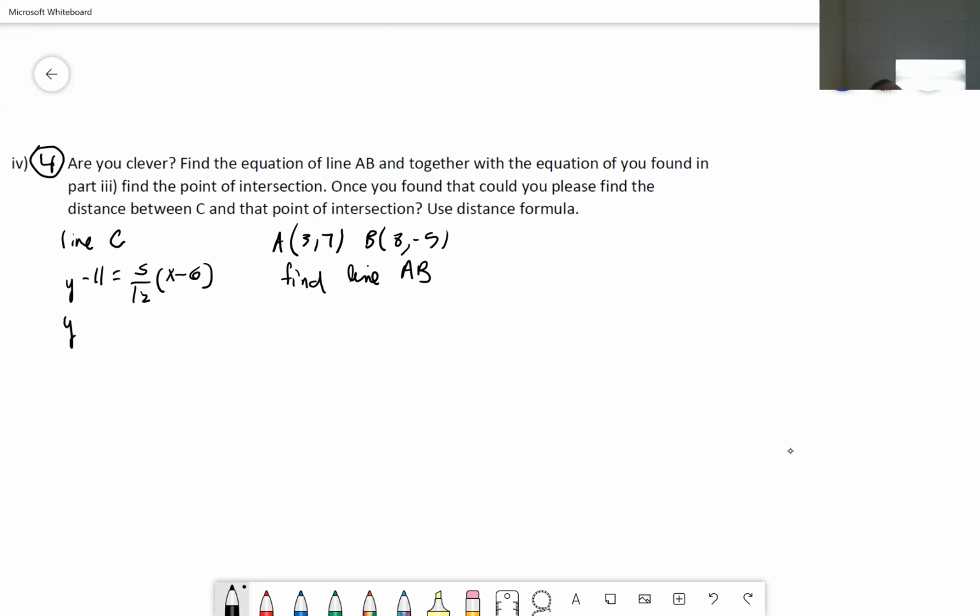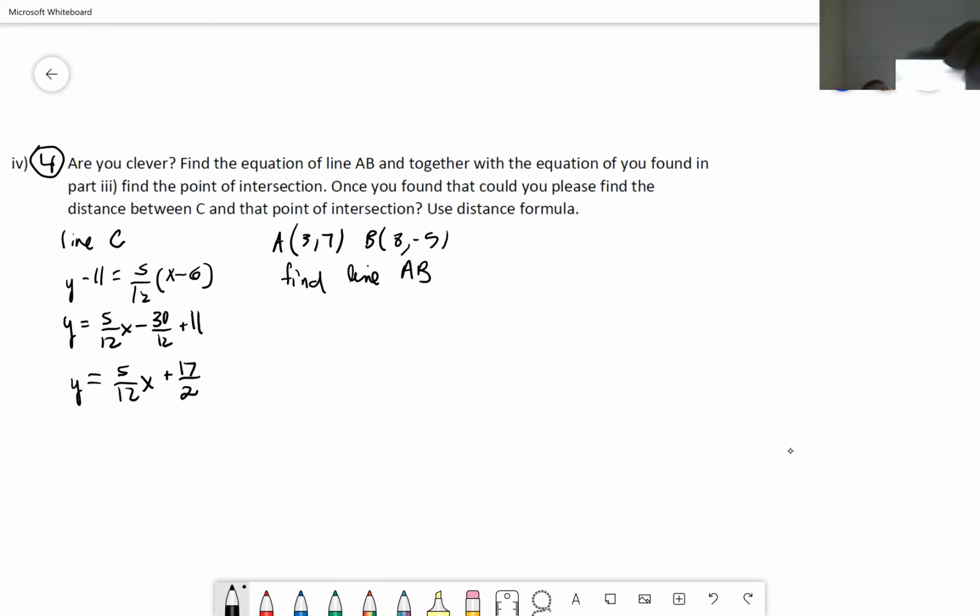This is y equals 5/12 x minus 30 over 12 plus 11. And now we have negative 30 divided by 12, add the 11. And so this is y equals 5/12 x plus 17 over 2. Yeah, over 2. Sorry.